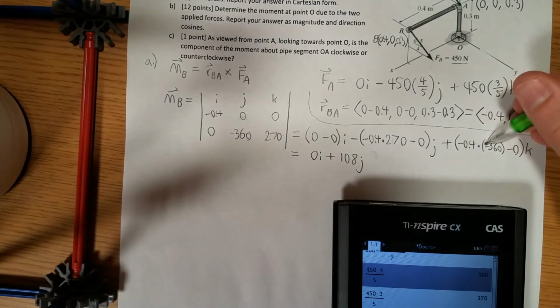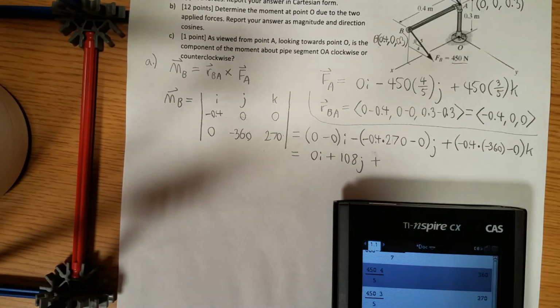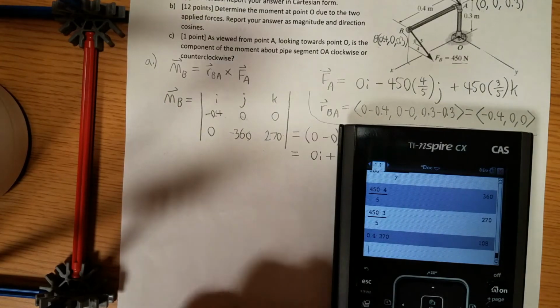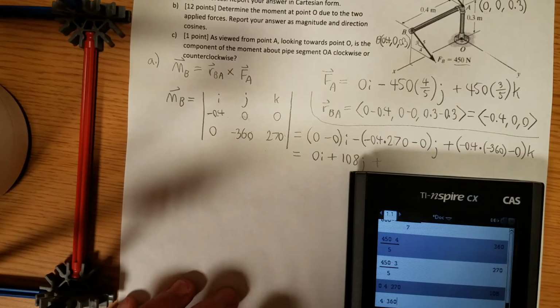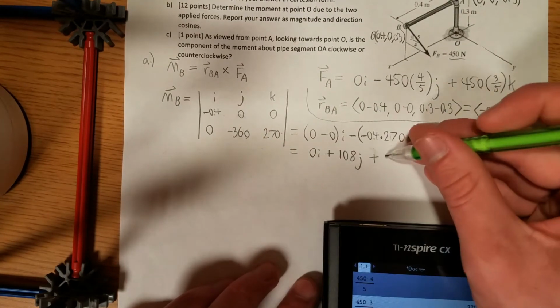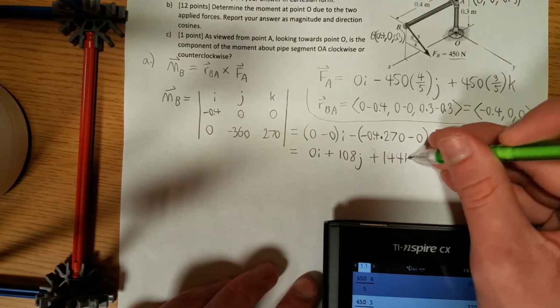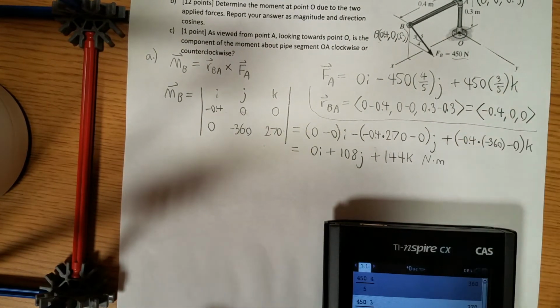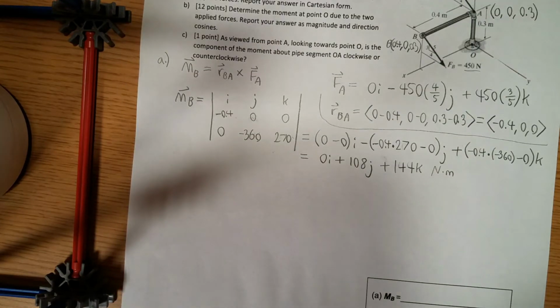A negative times a negative is going to make the K also positive. And let's see what we got here. It's going to be 0.4 times 360, and that gives us 144K, and that's going to be Newton meters. And that should be our answer for part A.